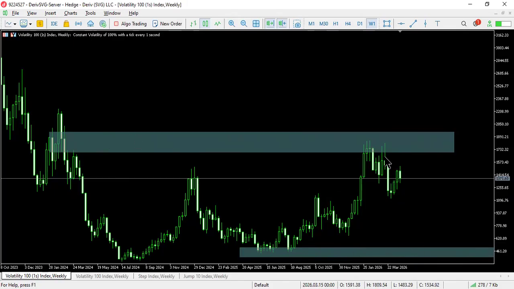We formed equal highs, or a tweezer top, a double top at the supply level. Therefore, our bias is clear from the weekly time frame. We're going to be looking for selling opportunities from the supply zone until this demand zone.